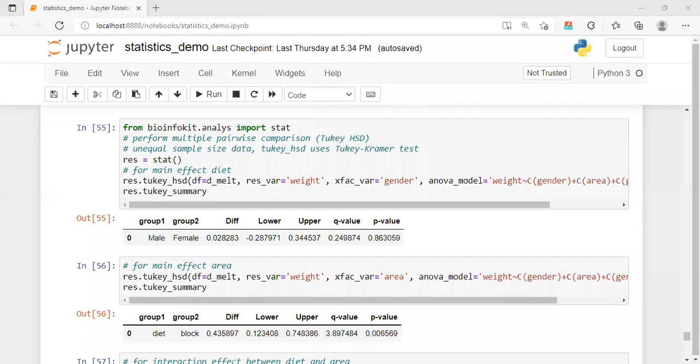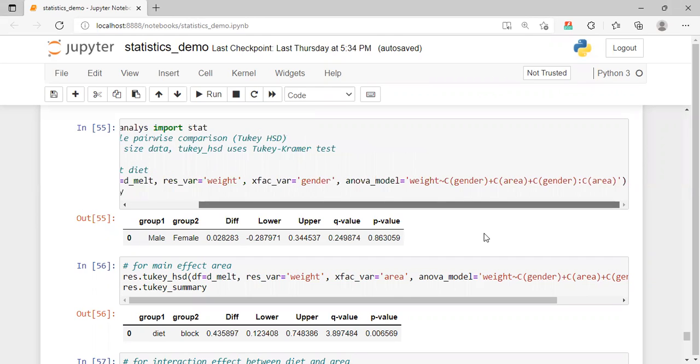Ma'am, please show the right side. Hi, what's happened? Ma'am, move your cursor from the right side, please. Yes, ma'am.